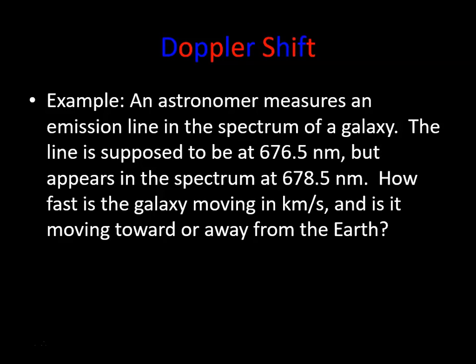Anyway, what does this mean? Well, here's an example. Let's consider an astronomer measuring an emission line from the spectrum of a galaxy. Based on the other emission lines in that galaxy and their relative strengths, the astronomer happens to know that this particular emission line was actually emitted with a wavelength of 676.5 nanometers, because that's the element it corresponds to. It emits that line at that strength at 676.5 nanometers. But it's been observed at 678.5 nanometers. So the question is, how fast is the galaxy moving relative to us in kilometers per second, and is the galaxy moving toward us or away from us?